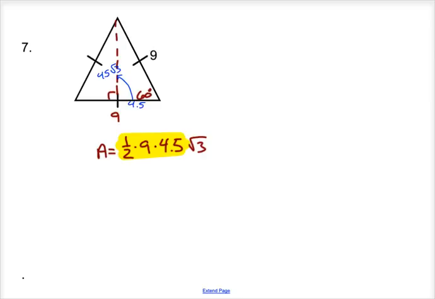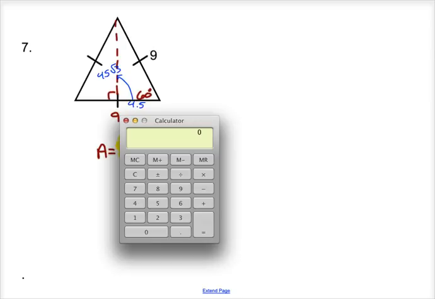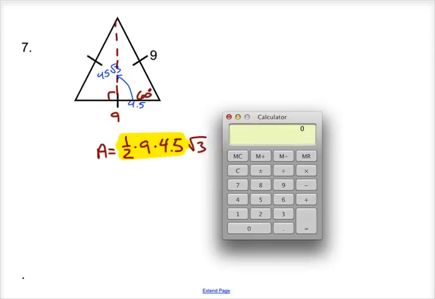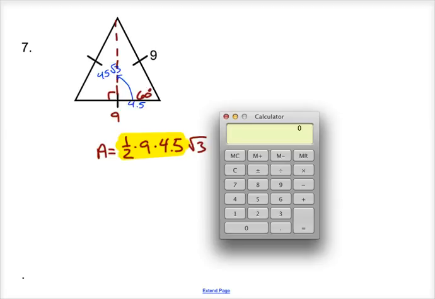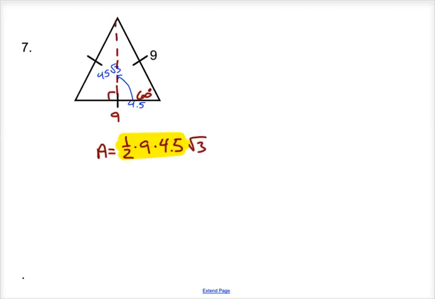So let's see what happens if I multiply the 0.5 times the 9 times the 4.5. So just going to my calculator. 0.5, or the 1/2, times 9 times 4.5 gives me 20.25. And then I still have the square root of 3.